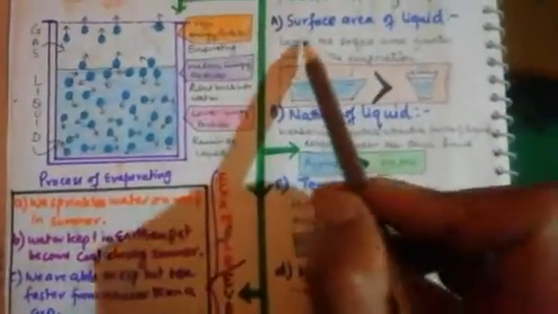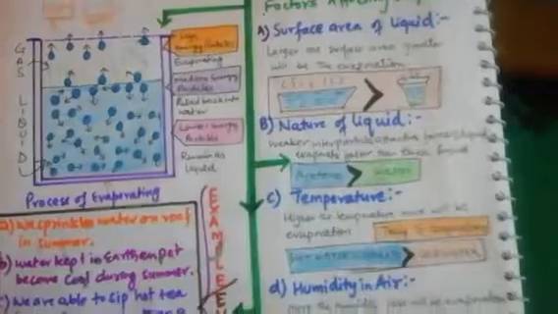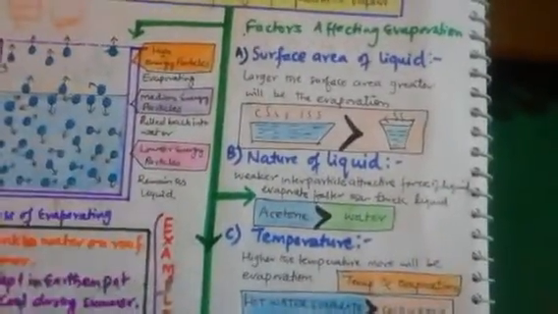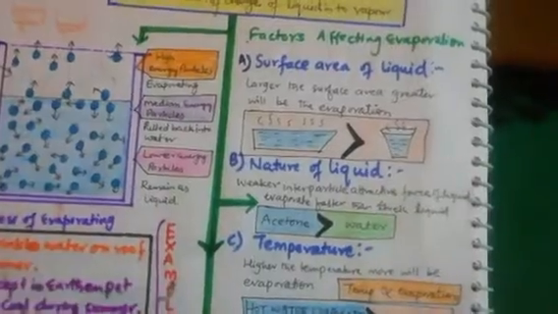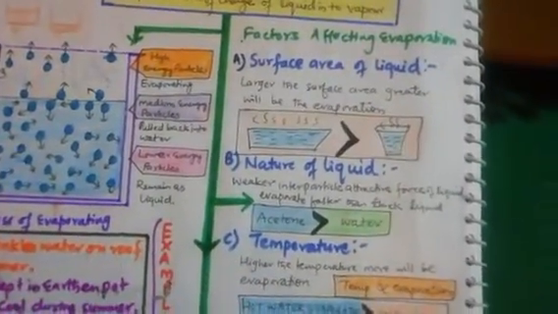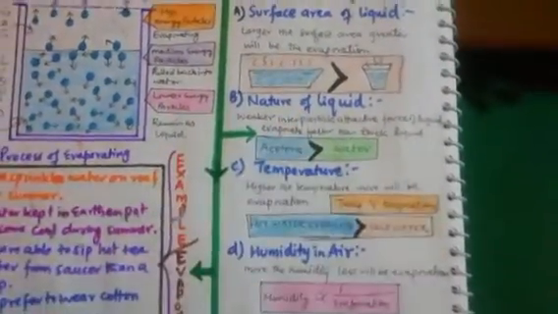Now second, we are discussing the factors affecting evaporation. So dear student, let me ask you, what are the basic things in our surroundings because of which evaporation can be increased, more evaporation can be there? So these are the basic 5.